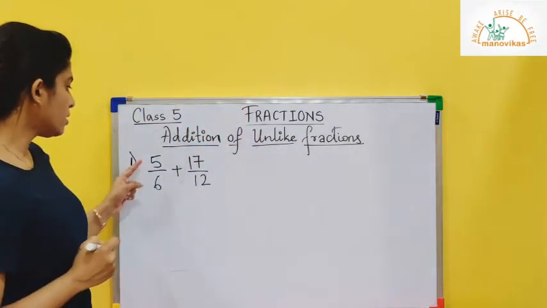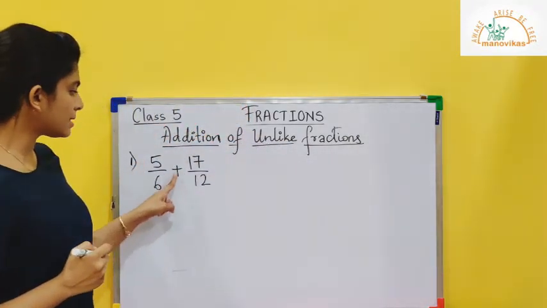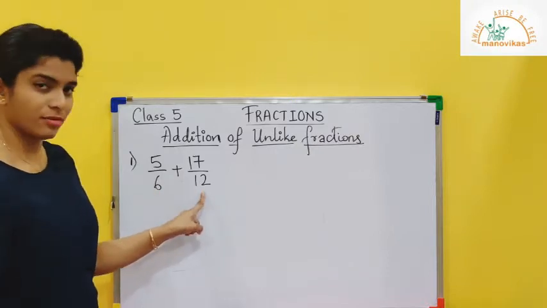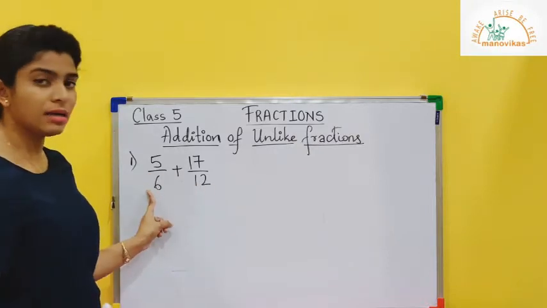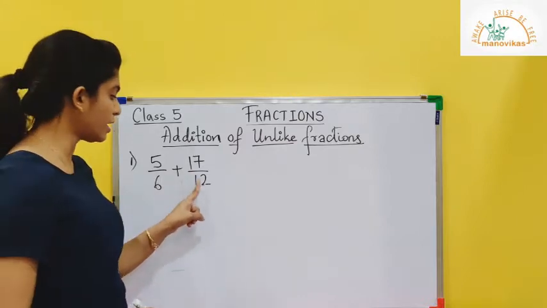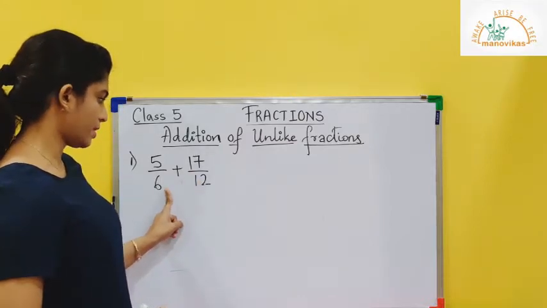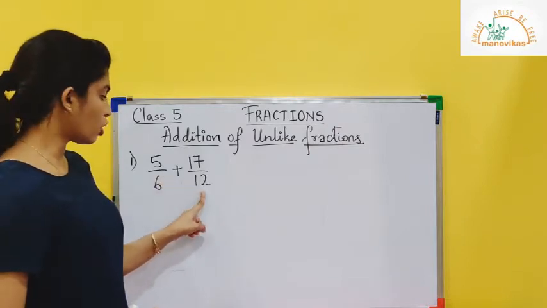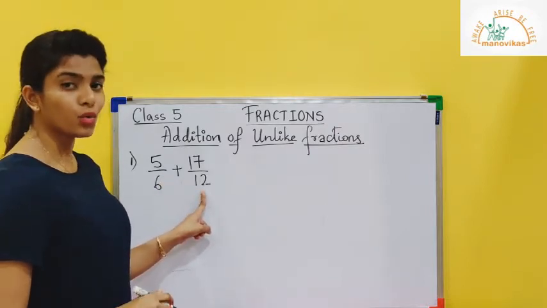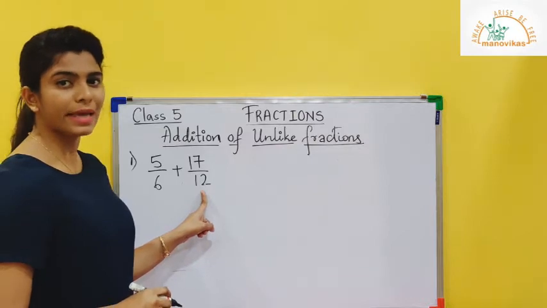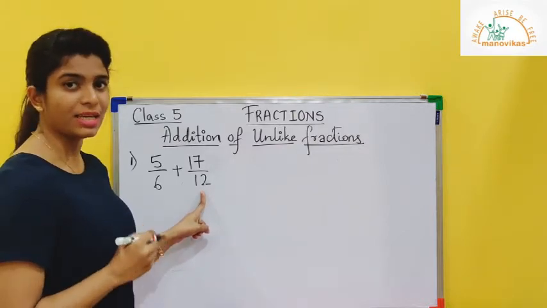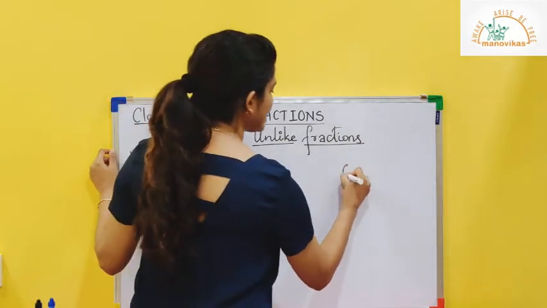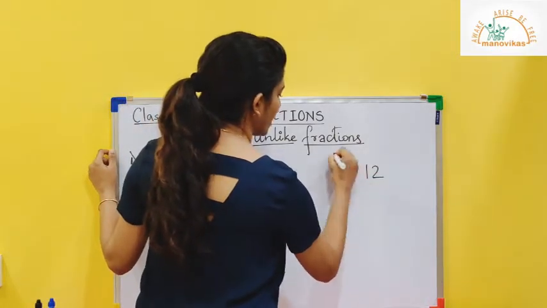Now if you see here, 5 upon 6 plus 17 upon 12. 6 and 12. Both these fractions are unlike fractions because we have different denominators. So in this case we have to make the denominator same. And you know how to make the denominator same. Yes, by finding LCM. So we have to find the LCM of 6 and 12.